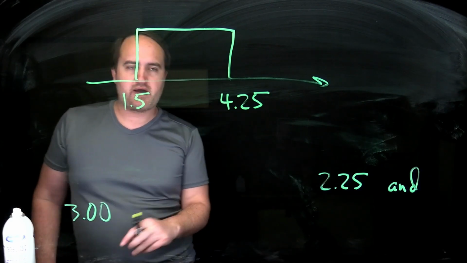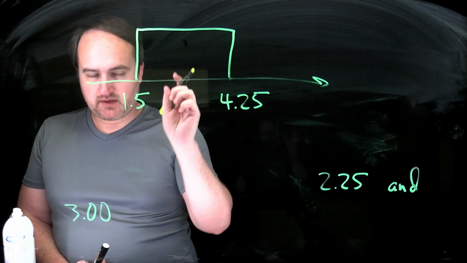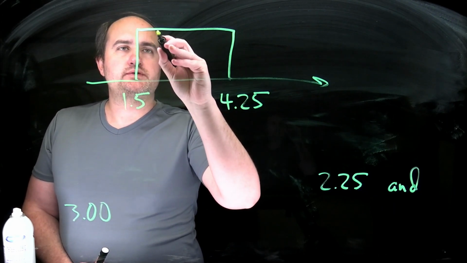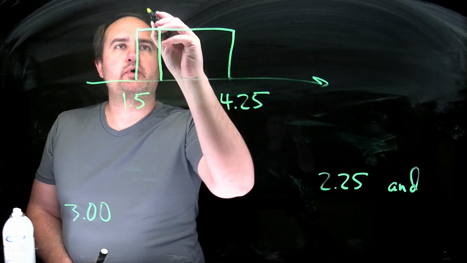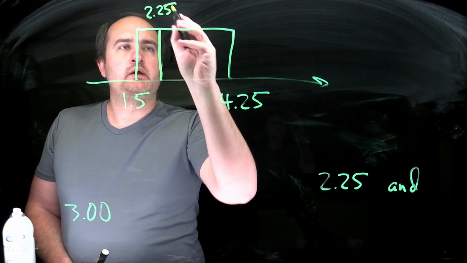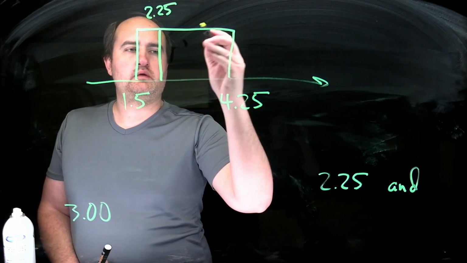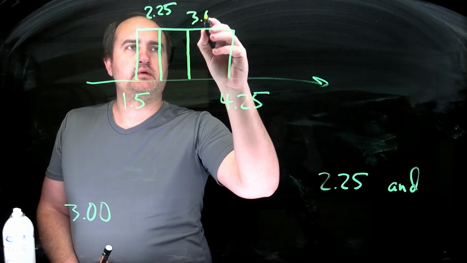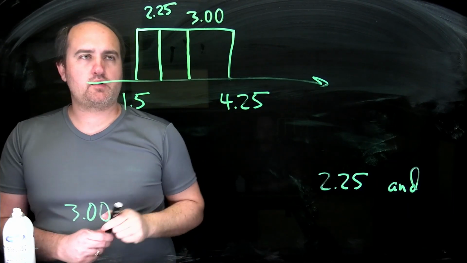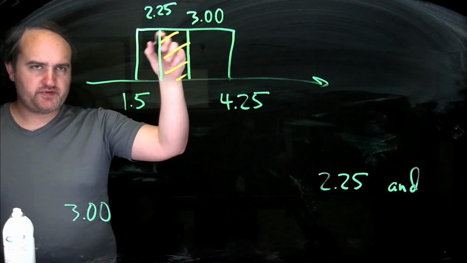between 2.25 and 3.00. So our rectangle that we're actually finding the area of is going to start somewhere around here. So that's 2.25. And then it's going to end around here. I'm just doing a sketch, so it's not drawn to scale, but that's fine. So it ends at 3.00, and we're trying to find the area of this region right here.